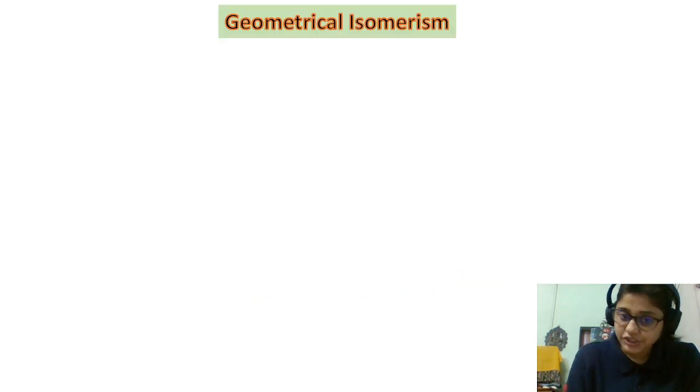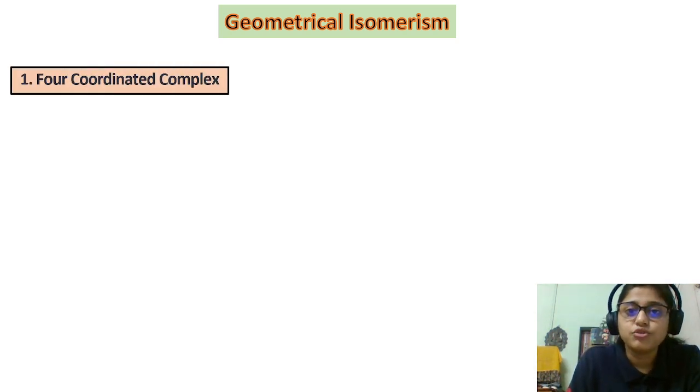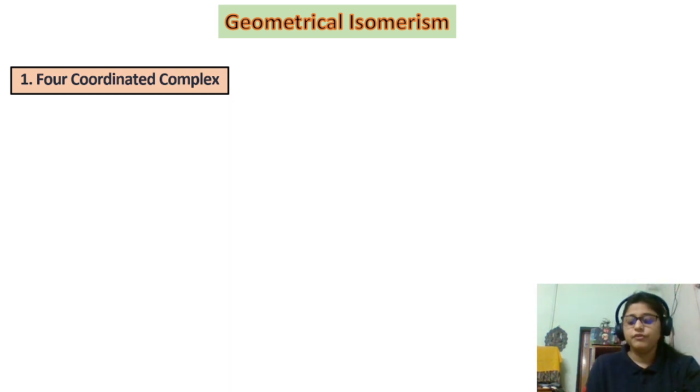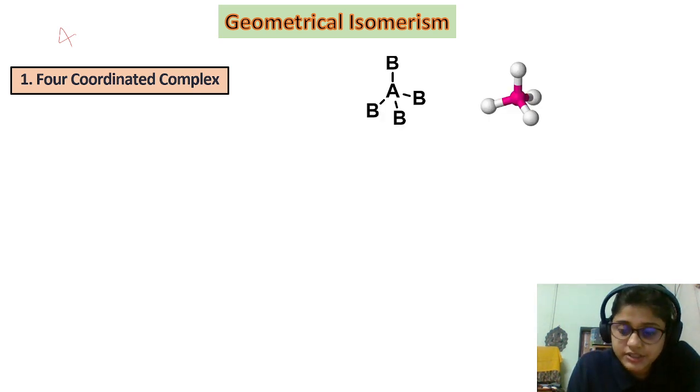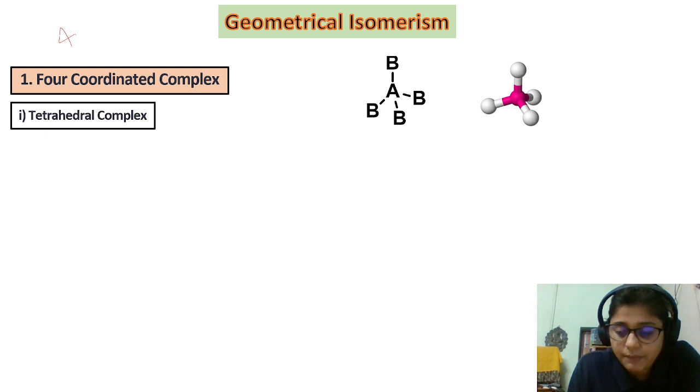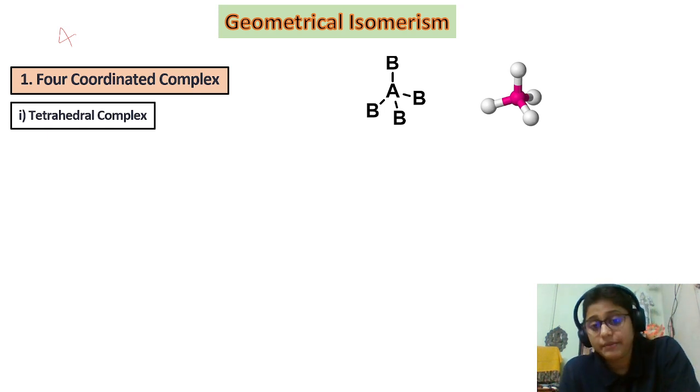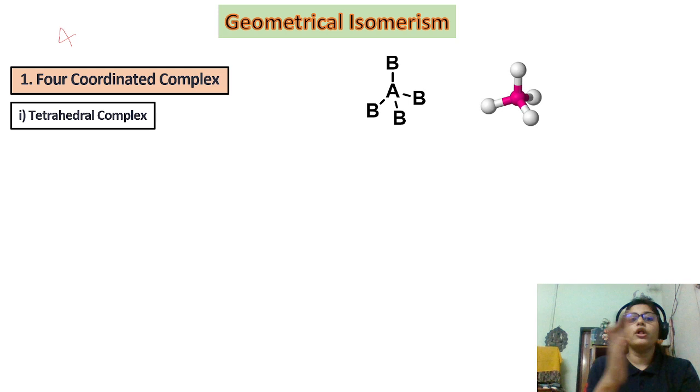First one is geometrical isomerism. Let's talk about this first. So a coordination compound can have various coordination numbers. So from 4 it is started. If 4 is the coordination number, then two kinds of structures are possible. One is the tetrahedral complex and another one will be square planar. So we will talk about all these things in this portion.